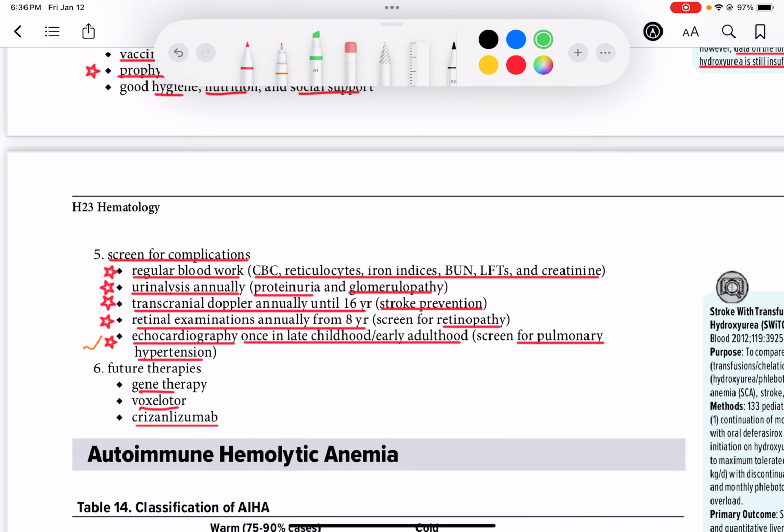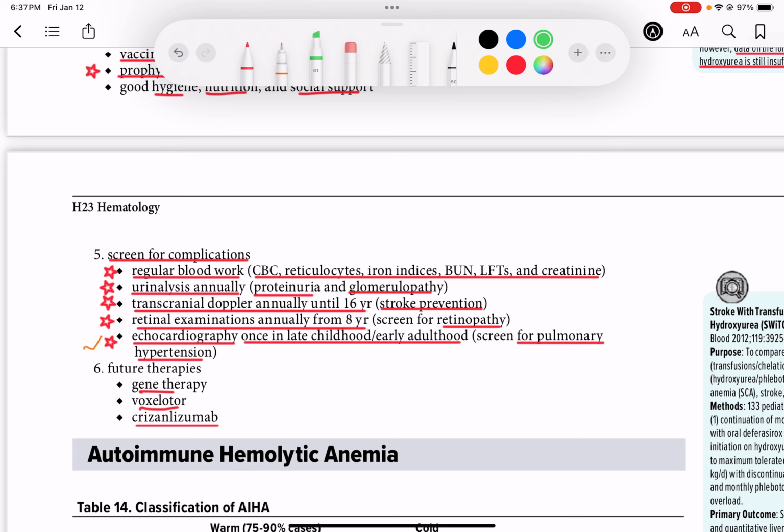Screening for complications. So what kind of complications can occur? These are very important for MCQs. So we can go for regular blood work. We can do CBC, reticulocytes, iron indices, BUN, LFTs, creatinine. So regular blood work. And then on an annual basis, we can also go for urinalysis just to look for any glomerular nephropathy and any proteinuria.